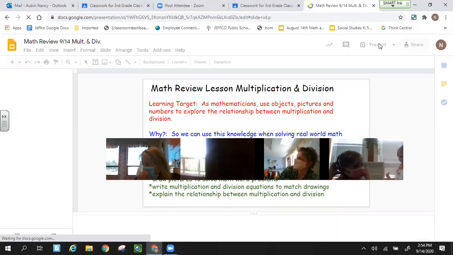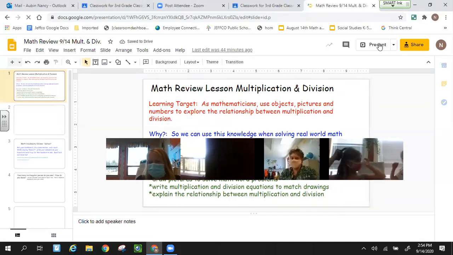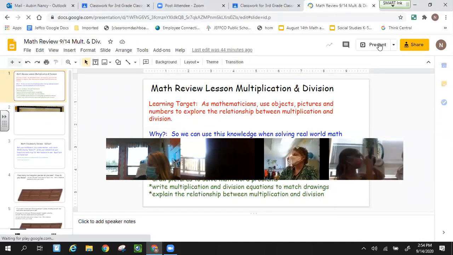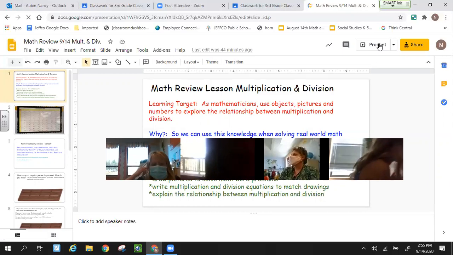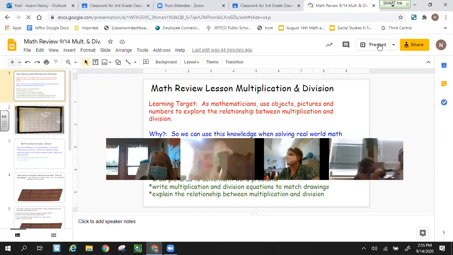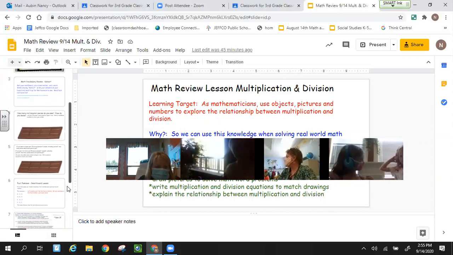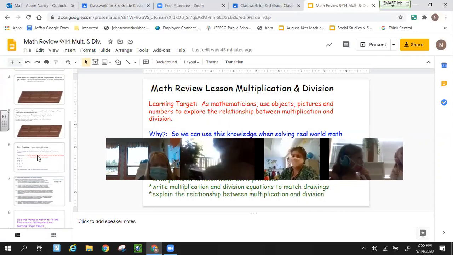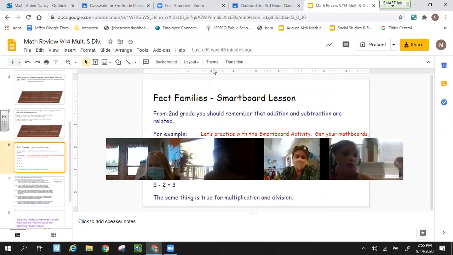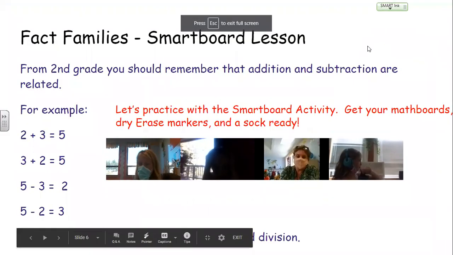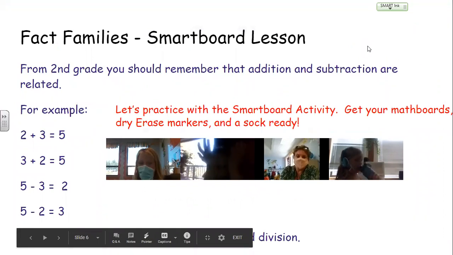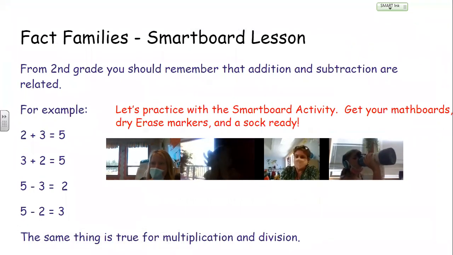And if you are in person, can you show me whole body listening so we can get going, Finn? All right, nice job with chocolate. I hope you enjoyed that as much as I did. We are gonna move on to talking about fact families. Now, I'm gonna do a quick Smartboard lesson here in a minute, but I wanna remind you of something you learned in second grade.